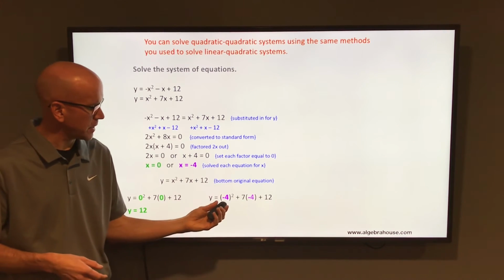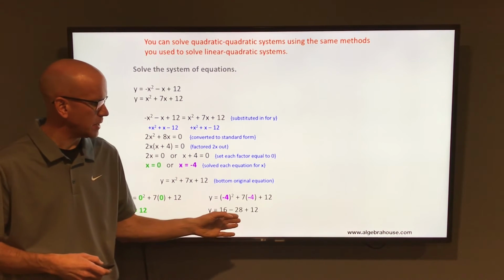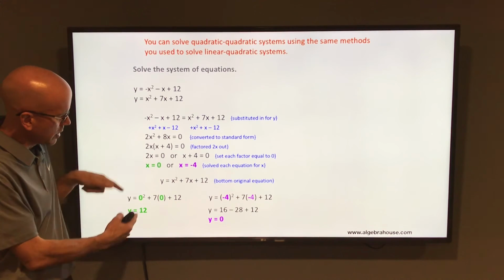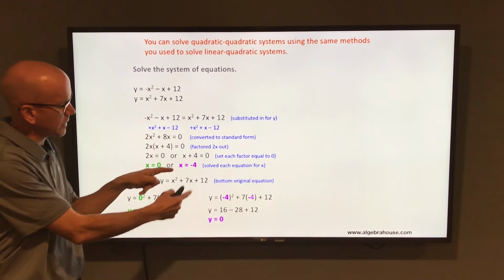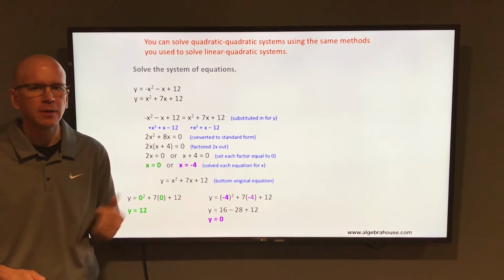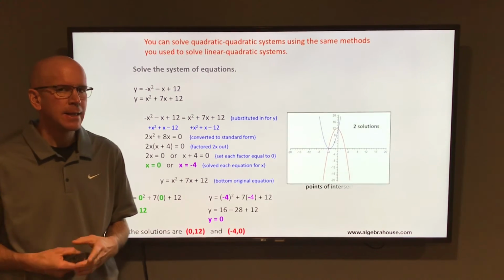And over here, y equals negative 4 squared plus 7 times negative 4 plus 12. Well, that'd be 16 minus 28 plus 12. And that turns out to be 0. So when x is 0, y is 12. And when x is negative 4, y is 0. Those are the 2 points of intersection of those two parabolas. They meet at the points 0, 12, and negative 4, 0.